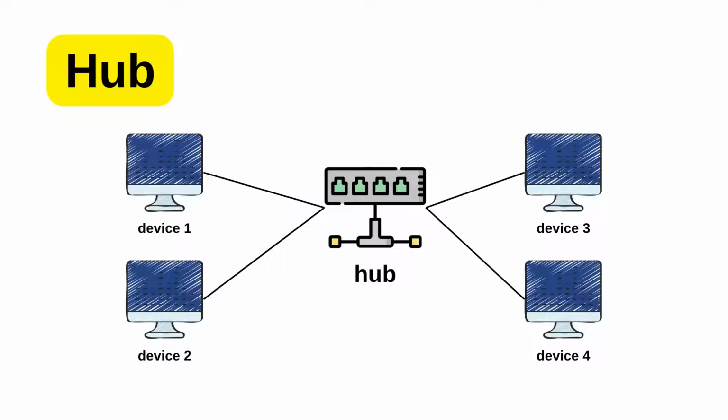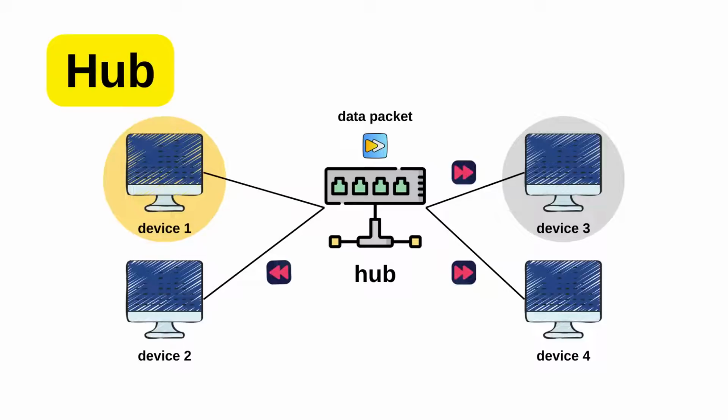For example, device number 1 wants to communicate with device number 3. A data packet from device number 1 reaches the hub. The hub does not know which device the data should be delivered to. It sends the data packet to all other devices in the network. This causes excessive data packet traffic.